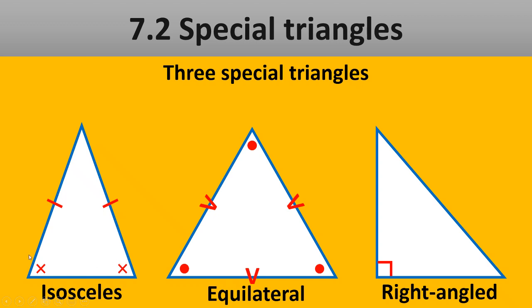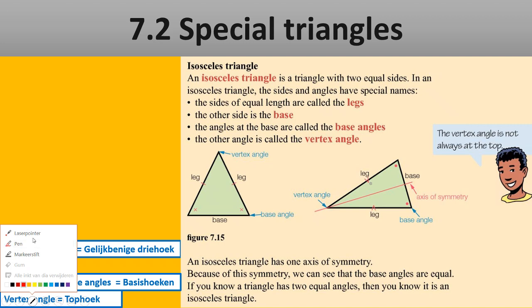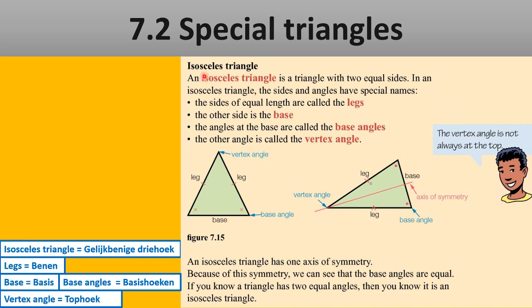The so-called Isosceles Triangle, the Equilateral Triangle, and last but certainly not least, the Right-Angled Triangle. Let's discuss the Isosceles Triangle first. As you can see right here, there are quite a few words in English that you should know the translation of, right? To start off, they say an Isosceles Triangle is a triangle with two equal sides. In Nederlands is het een gelijkbenige driehoek.